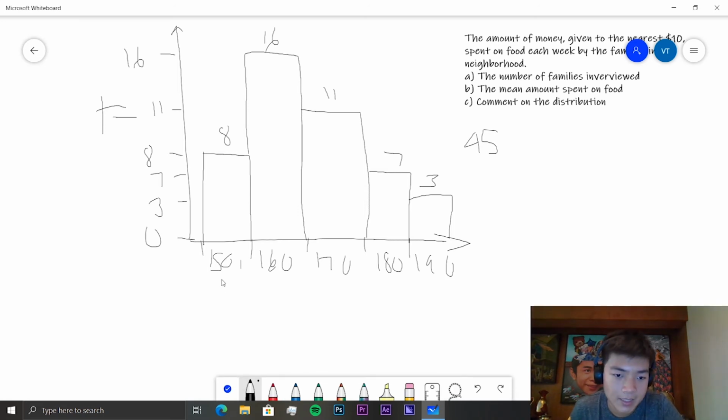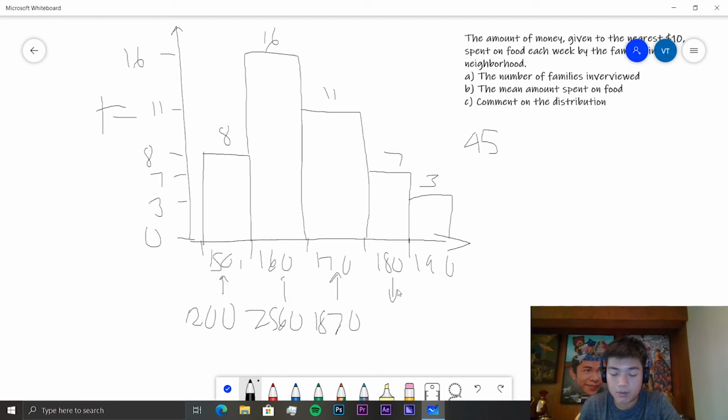Since this is technically discrete data, 150, 160, 170, because it's the nearest $10, this is technically 145 to 155. We just assume all of these 8 families spent $150 on food. So 8 times 150 is equal to 1,200. 16 times 160 is equal to 2,560. 11 times 170 is equal to 1,870. 7 times 180 is equal to 1,260. And finally, 3 times 190 is equal to 570.